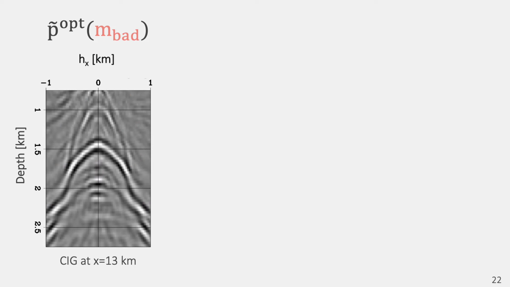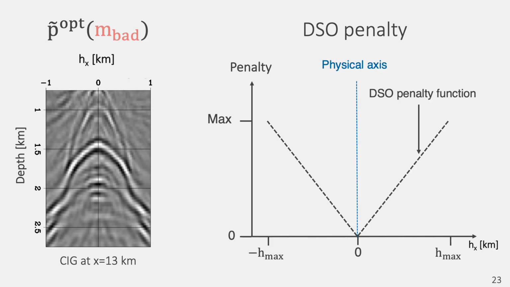And a natural way to measure the unfocusing of such images is an operator that applies to all the points in the image a penalty that only depends on the distance between the point of the image and the physical axis. And here we show the graph representing the conventional DSO penalty function applied to any given point in the extended image. And as expected, the penalty increases as a function of the distance between the point and the physical axis.